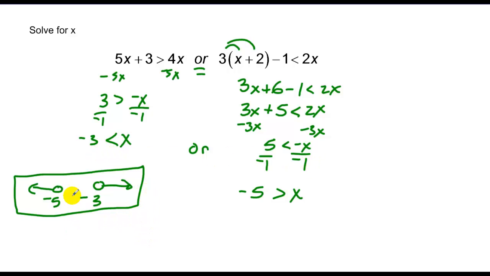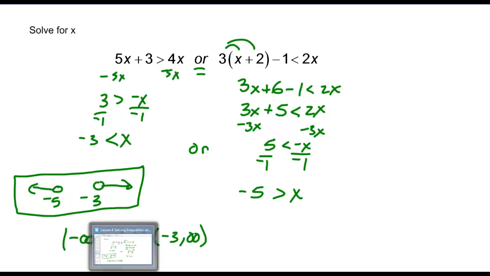And then if I put this in interval notation, my small number is negative infinity. Large number is negative 5. Neither are included. My small number is negative 3 to the right. My big number is infinity. And I need to say or, so I need to show everything. So I want to union that. And that's my final answer.